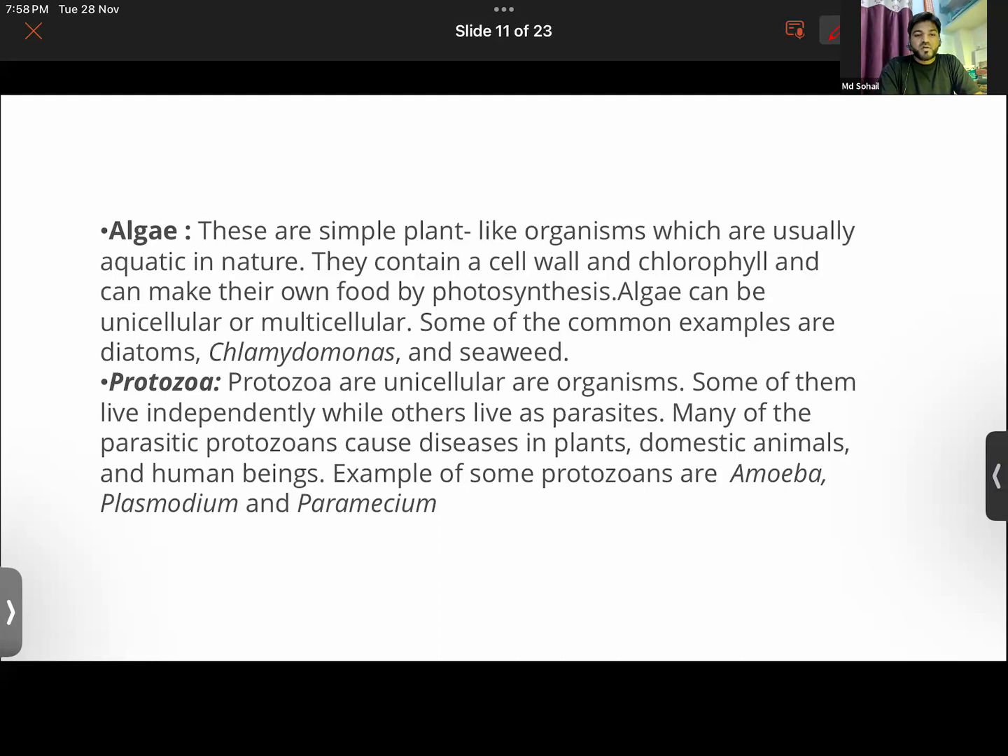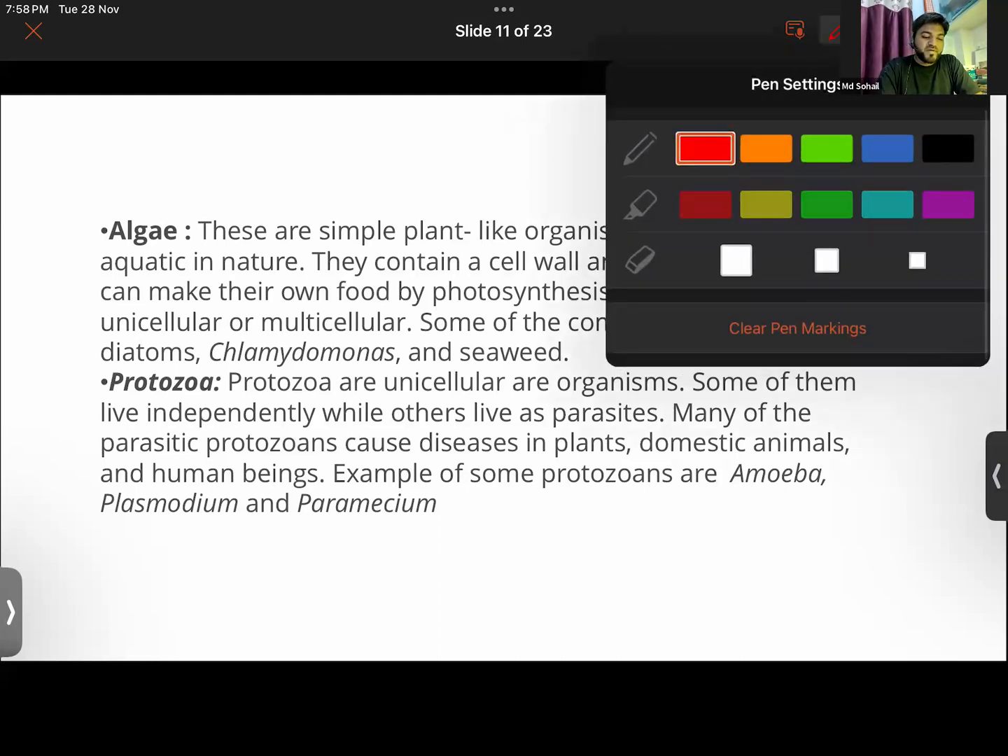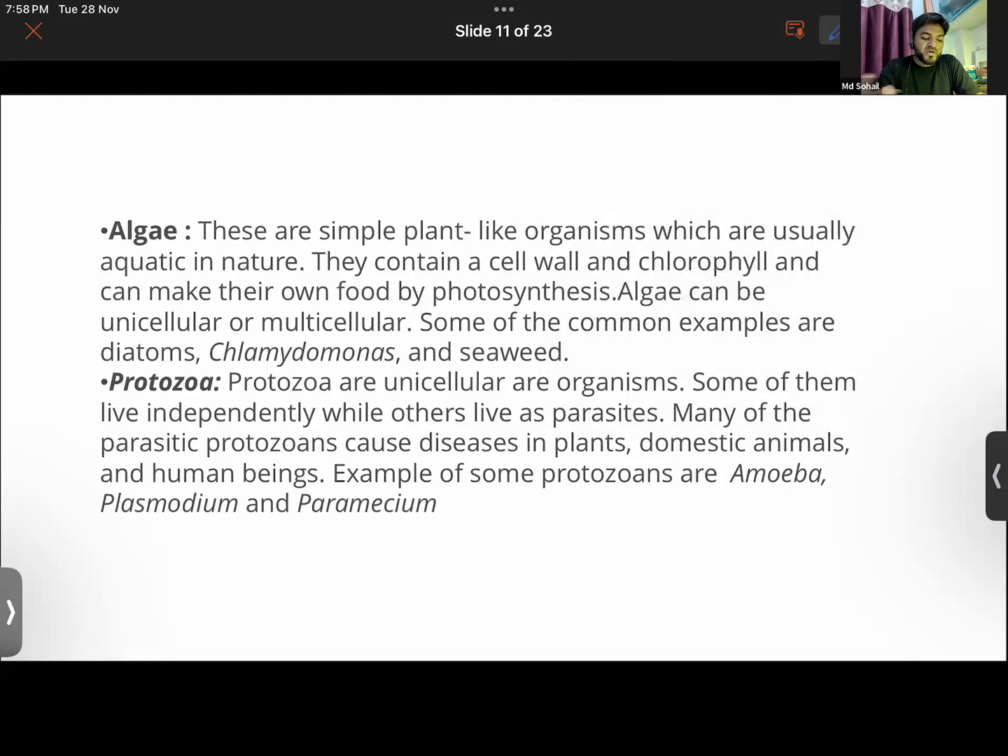Now, however, these are different from plants. I have explained this multiple times why these are different from the usual plants. Who will explain this? Why are algae different from the usual plants?